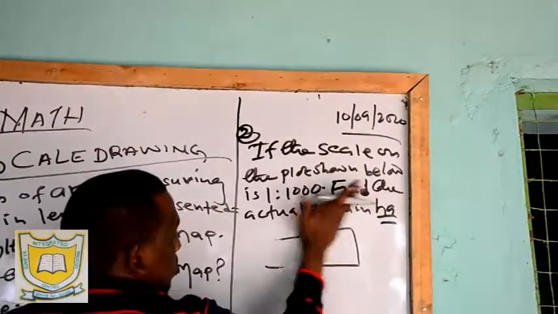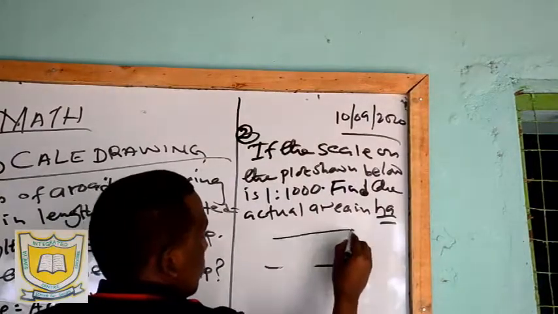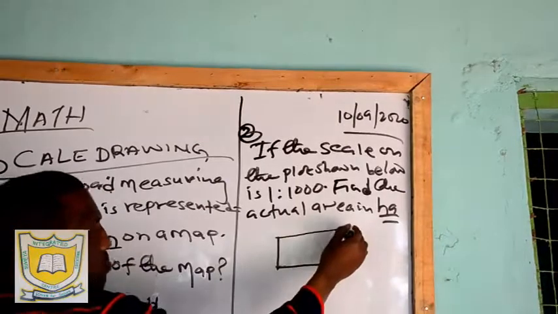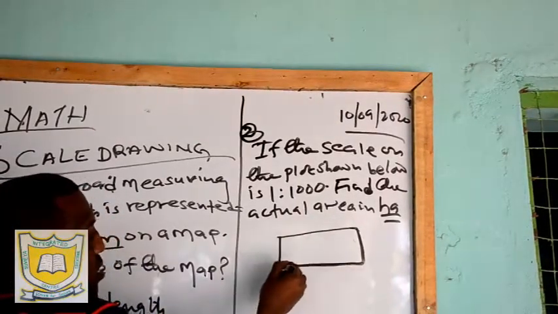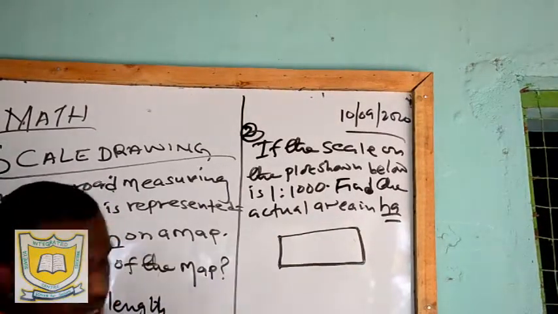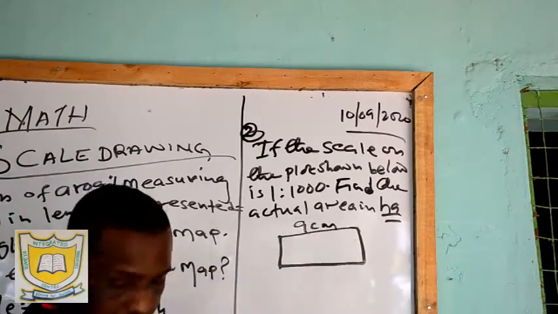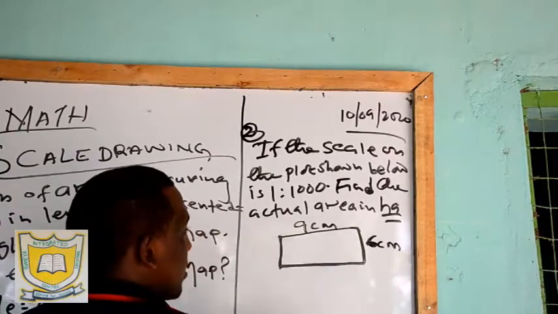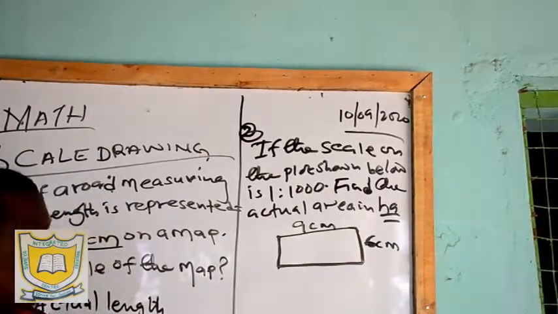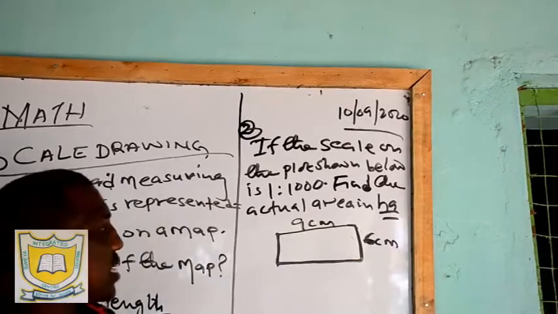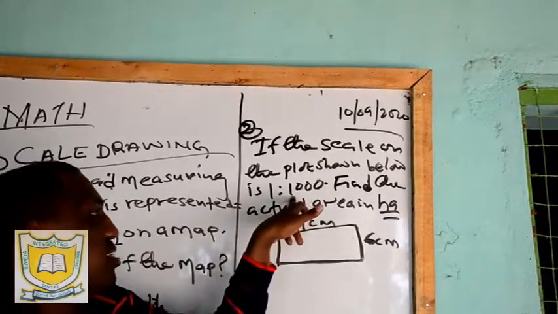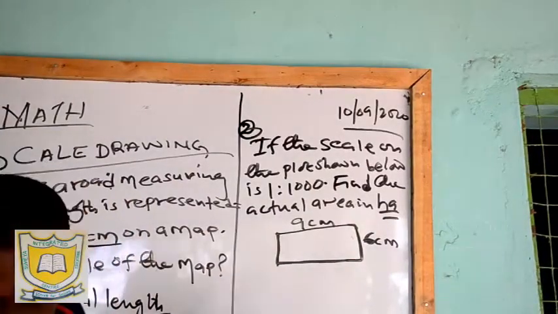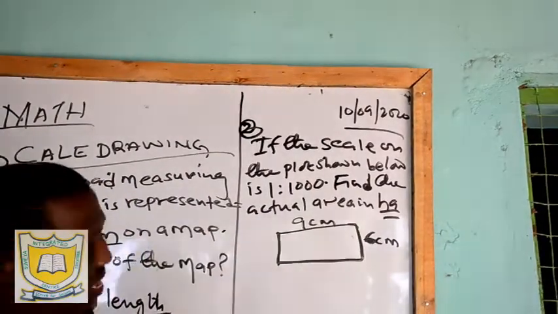The plot has been drawn here. You are told the length is 9 centimeters and the width is 6 centimeters. If the scale of the plot is this, find the actual area of this plot of land in hectares.